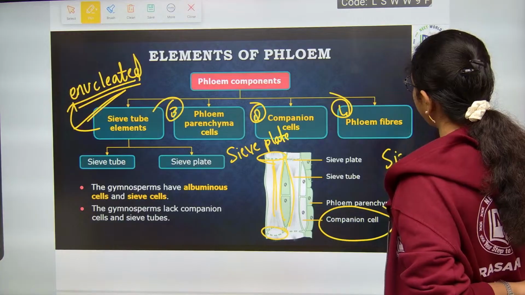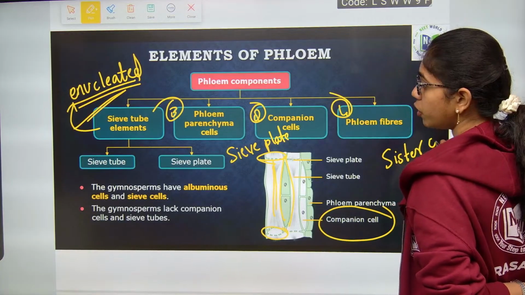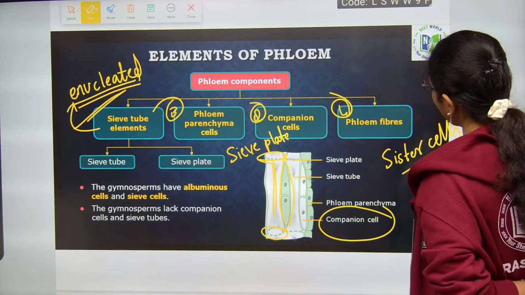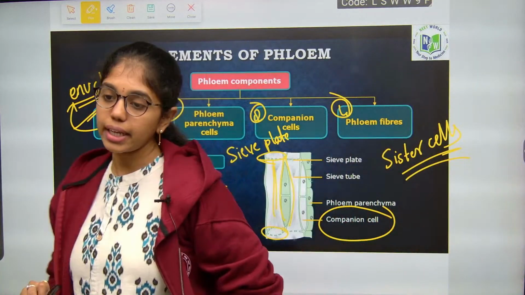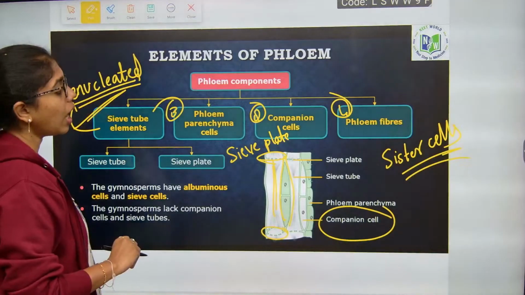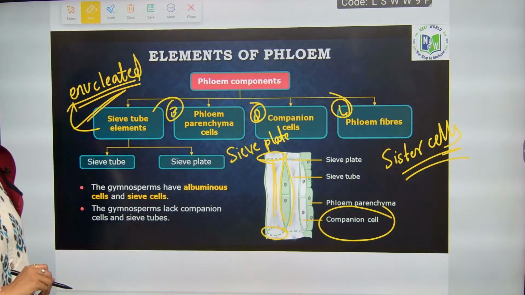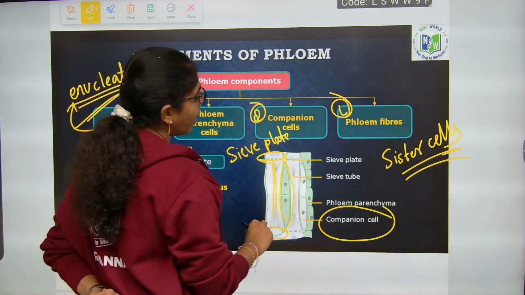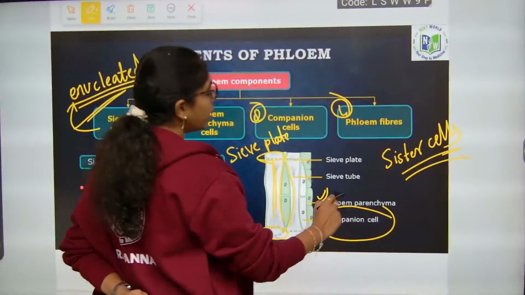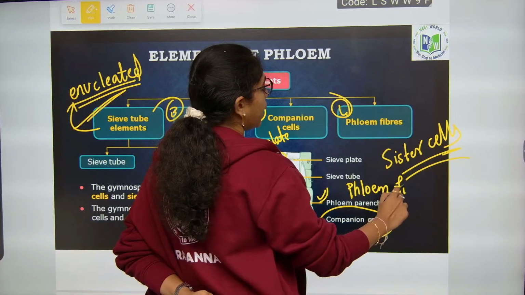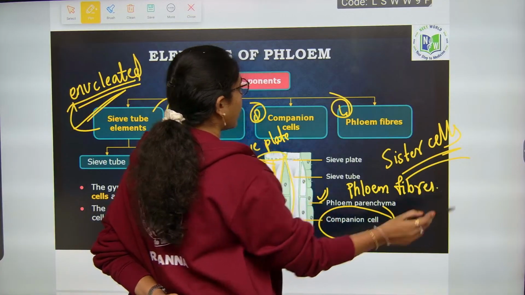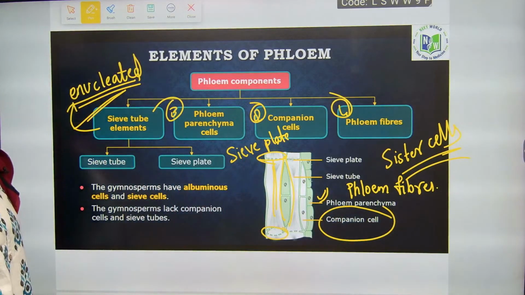So, that is why sieve tubes and companion cells are called as what? Sister cells. Sieve tubes and companion cells are called sister cells. Both of them are ontogenetically related. Next to the companion cells we have phloem parenchyma and phloem fibers. Clear, right? So, these are the 4 components that are observed.